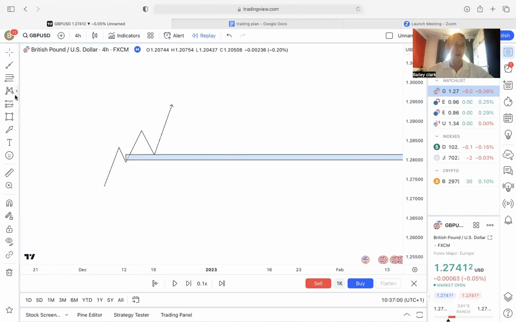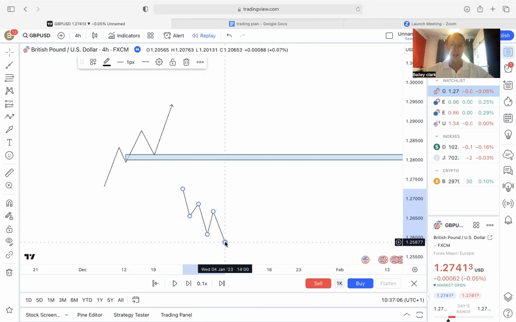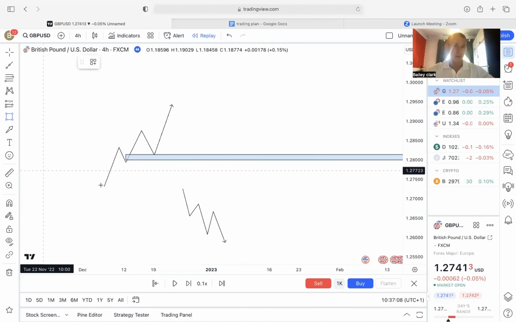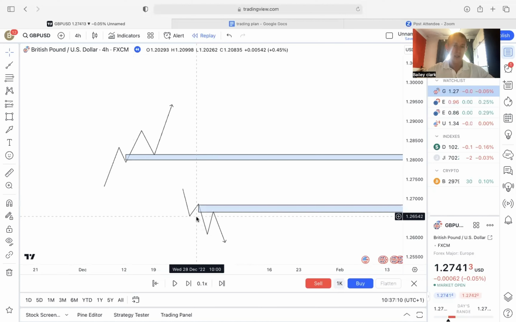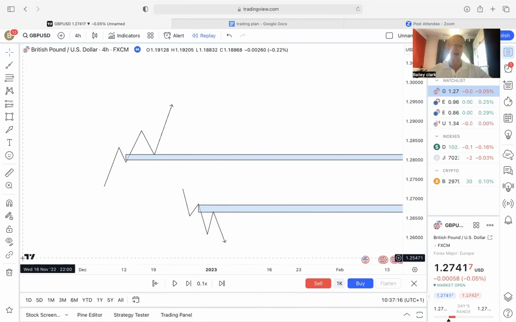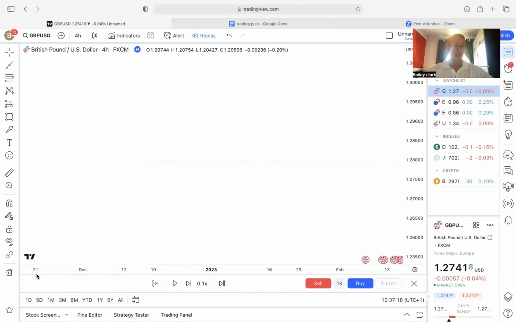And then in a downtrend, we also have a similar sort of scenario. We wait for a pullback into an area of supply like this, and then we also look for that lower time frame entry model to give us confirmation that price is likely to continue to the downside.